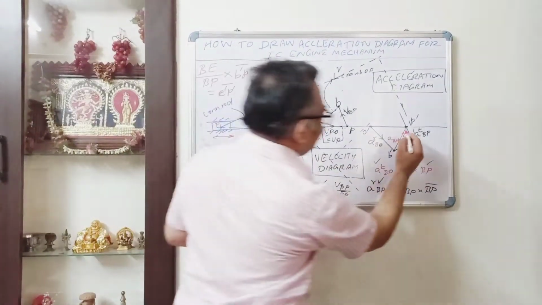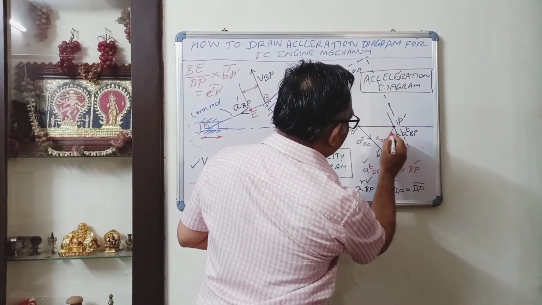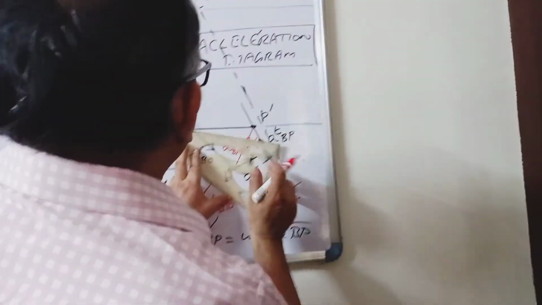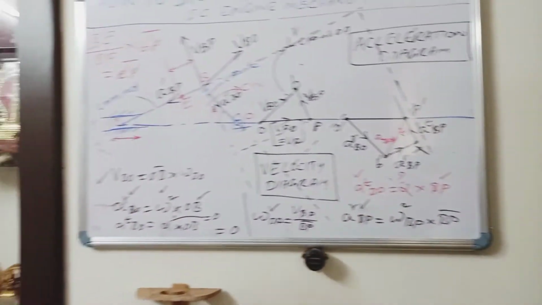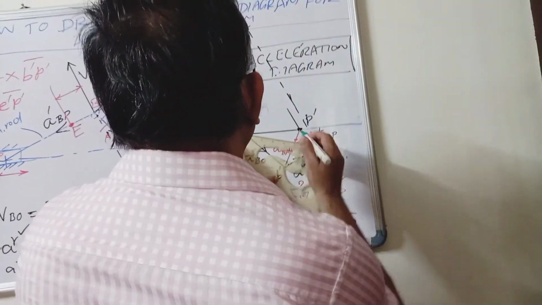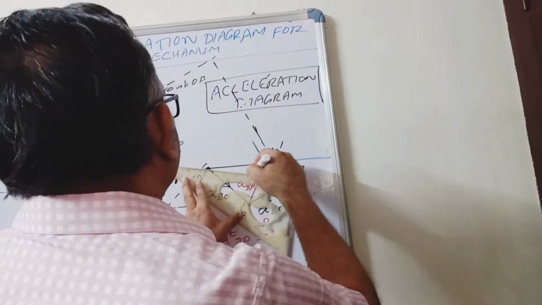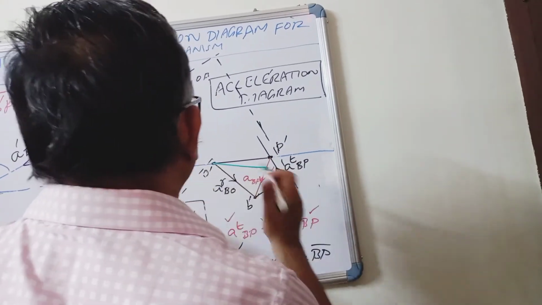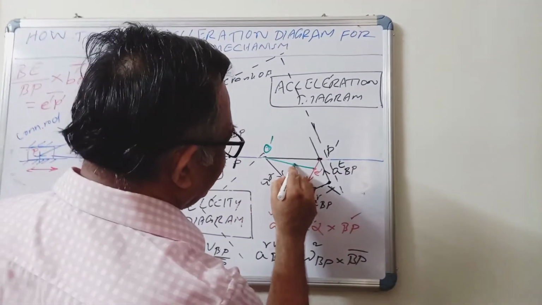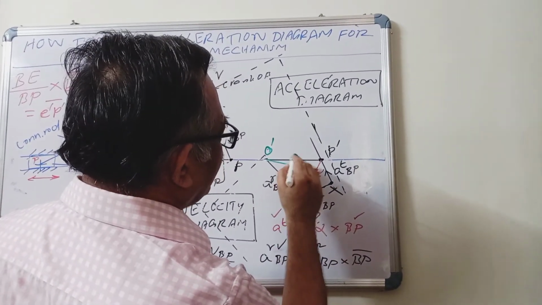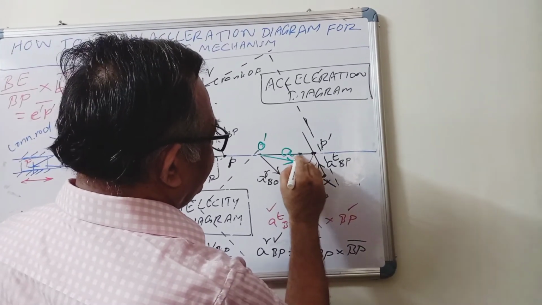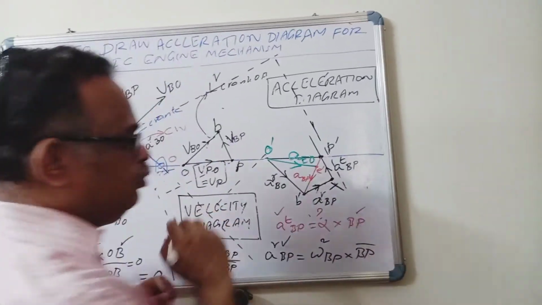For that length, we have to mark it here, and you simply join it like this, with the origin, that is O dash. This will give you the absolute acceleration of E with respect to O.